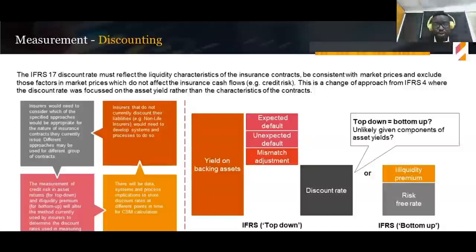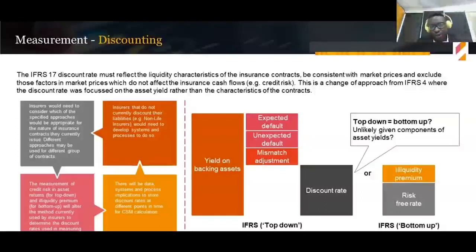With the top-down approach, what we're basically looking at is first, we take the yield on the backing asset, which is currently similar to what we do on IFRS 4. But then, because you want that discount rate to reflect the characteristics of the insurance contract itself, you also need to back out the expected default, the unexpected default from those assets, and then look at any other mismatch adjustment before you arrive at the discount rate. Now, this is entirely different from what we do under IFRS 4.